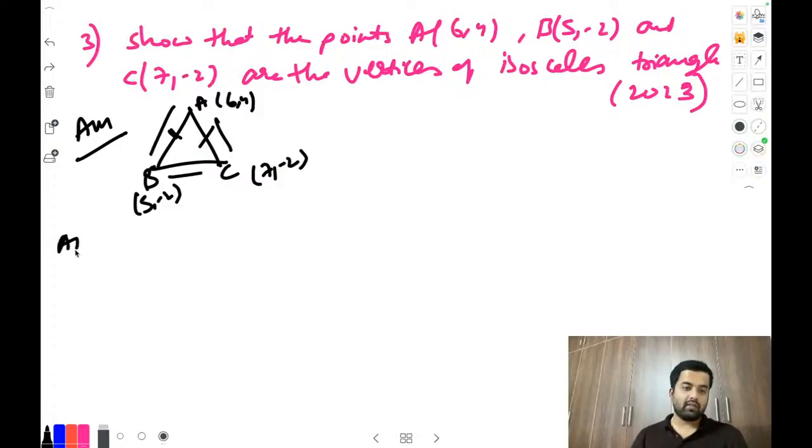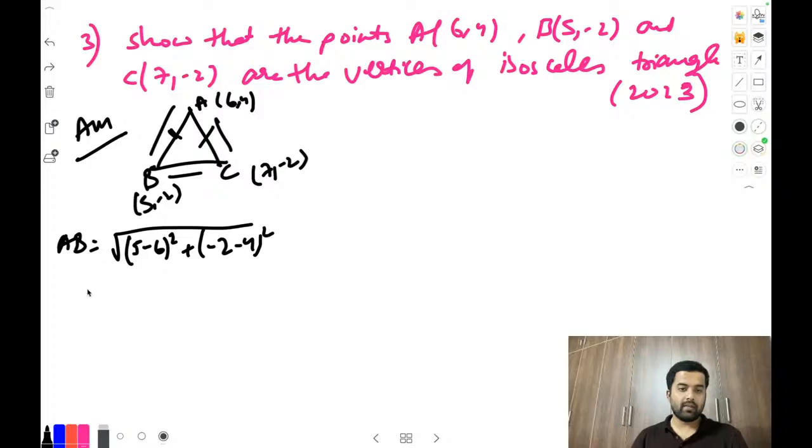So first we'll start with AB. Just figure out the answers here. 5 minus 6 whole square. This will be minus 2 minus 4 whole square. Now this becomes minus 1 whole square. This becomes minus 6 whole square.